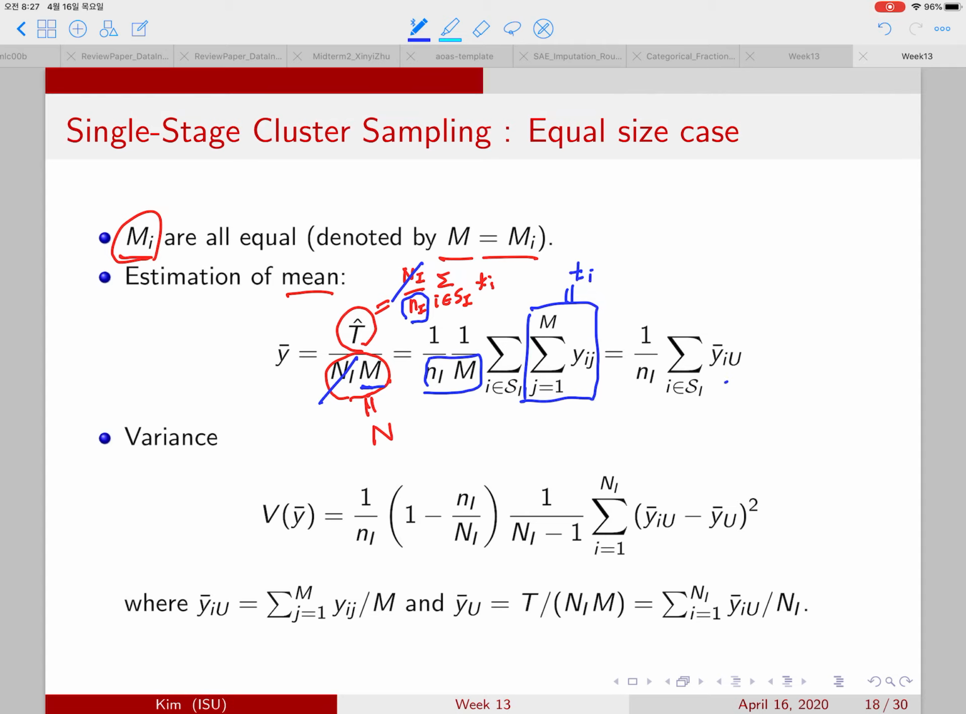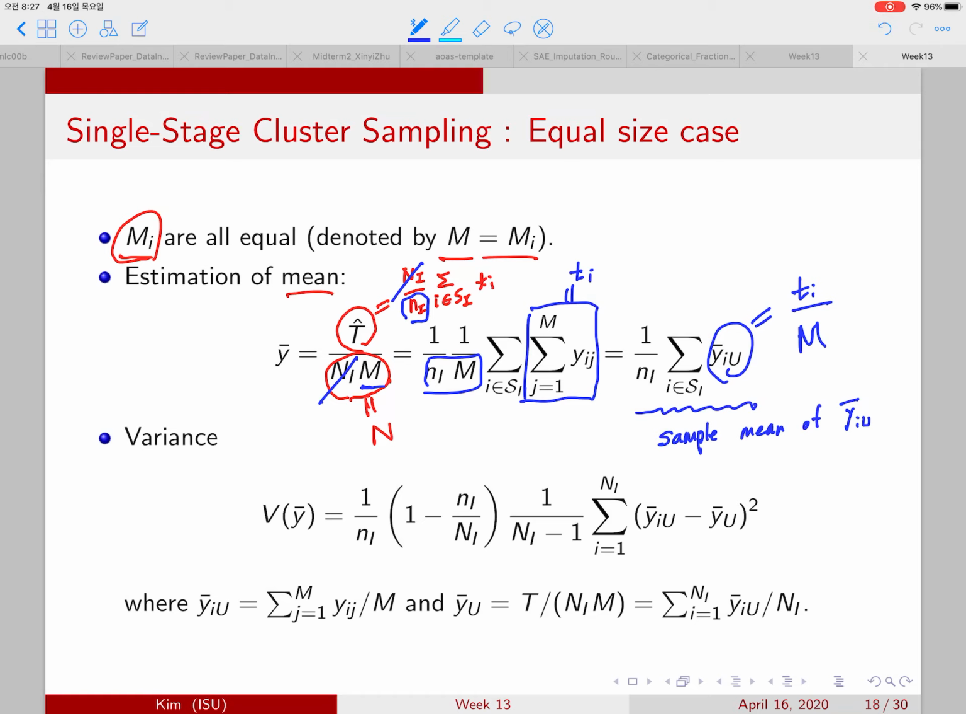And then you can define this y bar iu as ti divided by m, right? So this is, in this case, m, because the mi's are not different, they are all equal. So ti divided by m. So basically this is what? Sample mean over y bar iu, right?